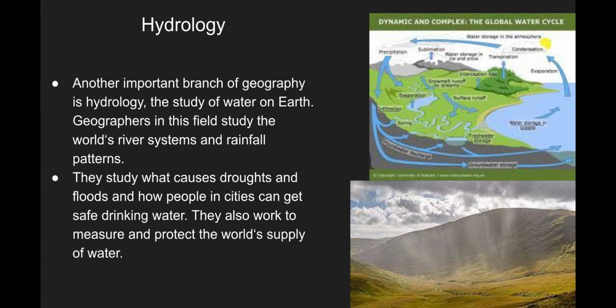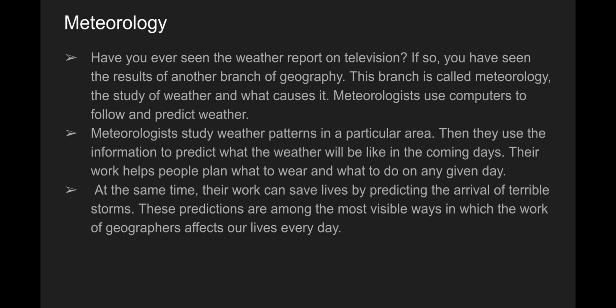Hydrology. Another important branch of geography is hydrology, the study of the water on Earth. Geographers in the field study the water's flow rate and rainfall. They study to figure out why some areas have droughts while others flood very often, and where we get our drinking water from.